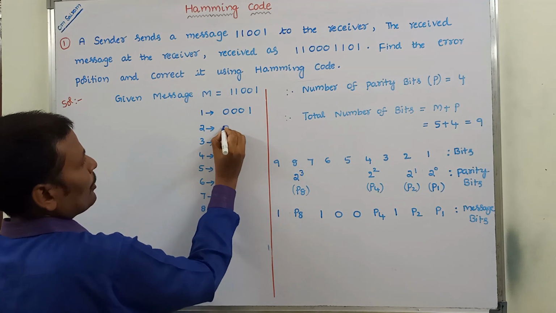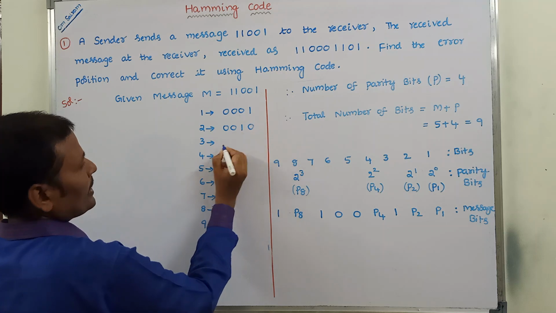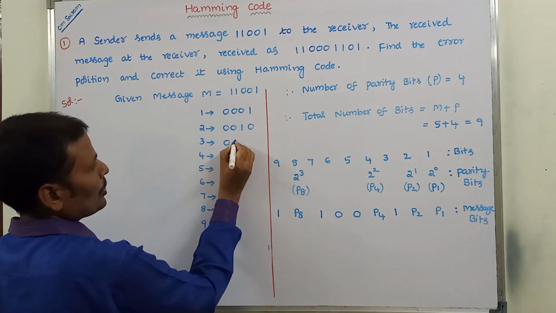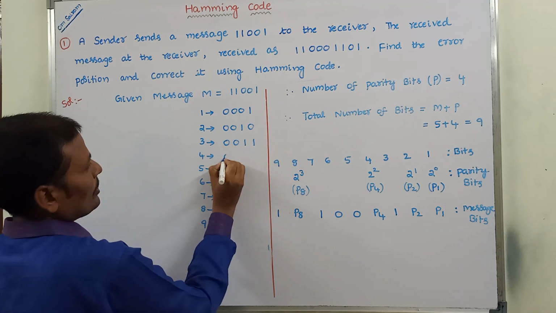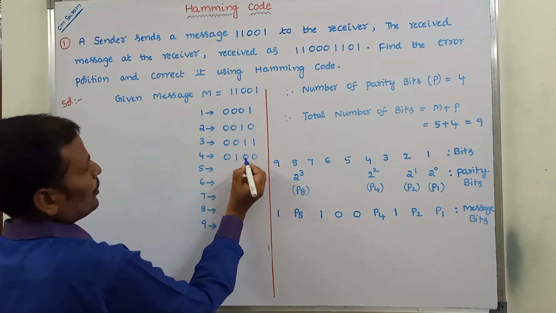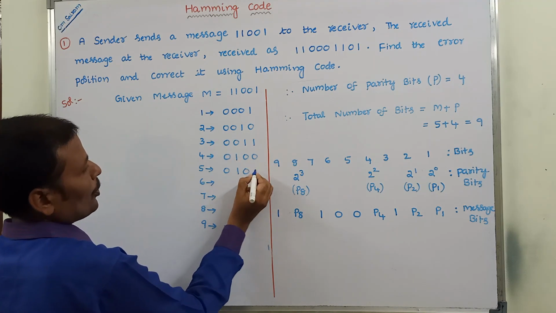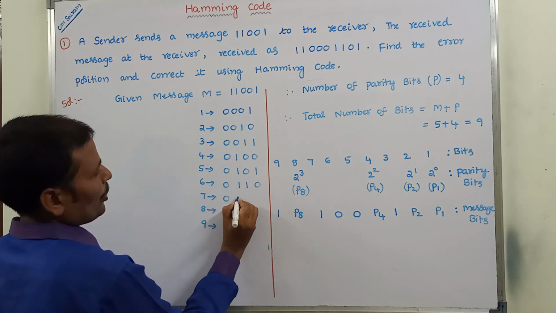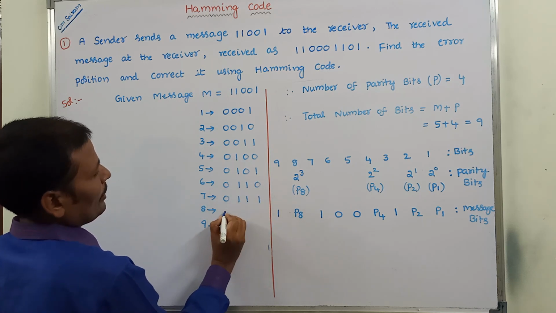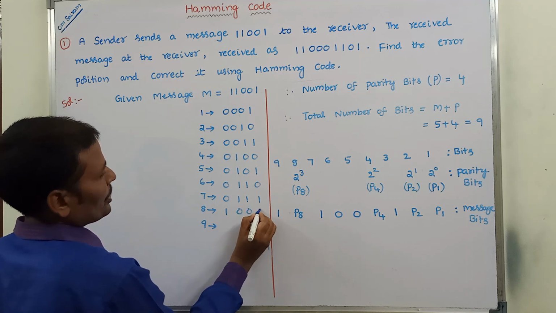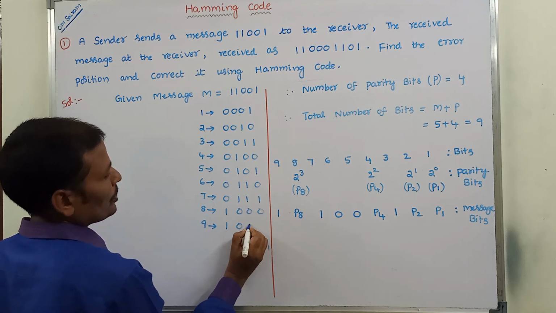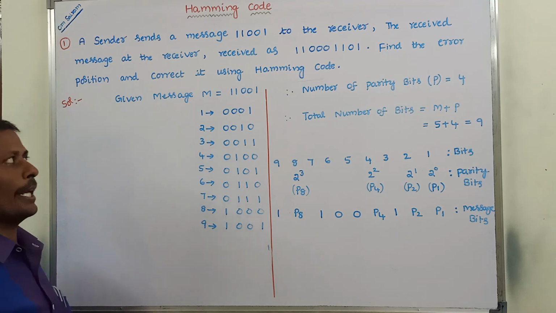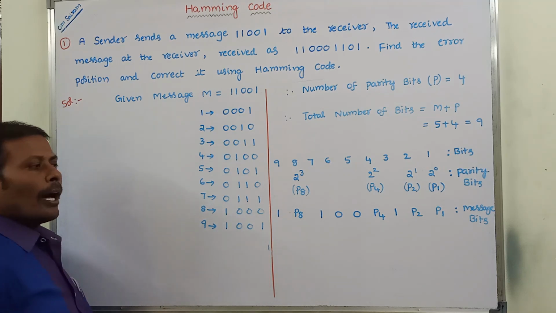So here, 0001, 0010, this is the binary equivalent, 0011, 0100, 0101, 0110, 0111, 1000, 1001.